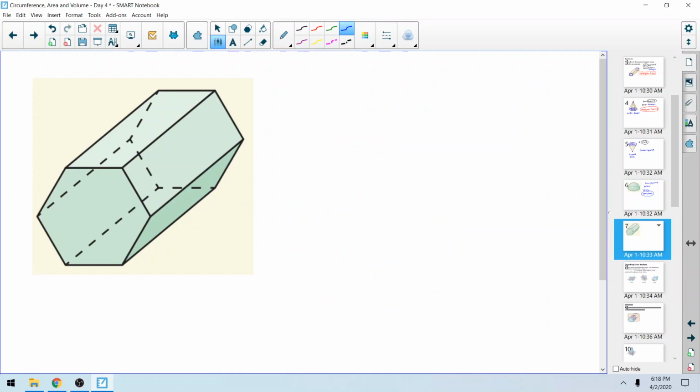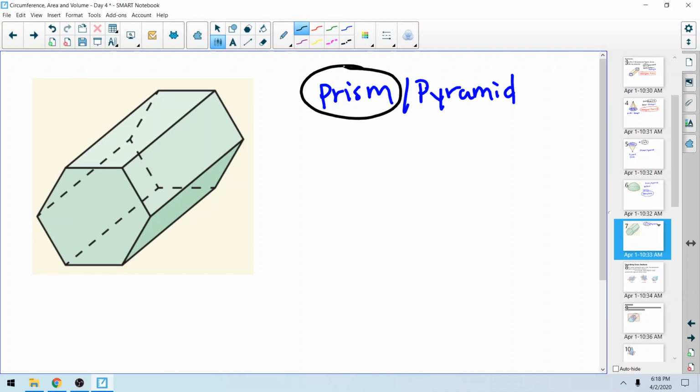Okay, last one for naming. Prism. Pyramid. First of all, I'm hoping prism. Now, this guy does not come to a single point. And here's where we have to have a little conversation about his base. Now, his base are the 2 sides that are identical. Okay, and I'm going to repeat 2.